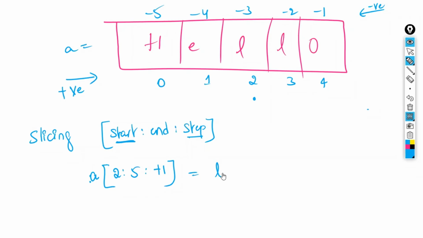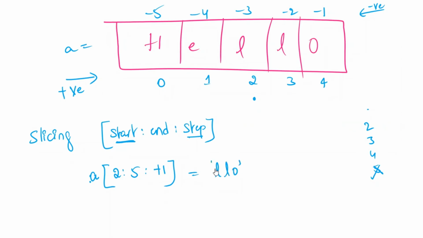Now, from that, you have to add +1 every time until you get to 5, and 5 should not be included. So what are the numbers that should be included? 2, 3, 4, and 5 should not be included. Means 2, 3, 4. The answer is LLO. That is the meaning, right?